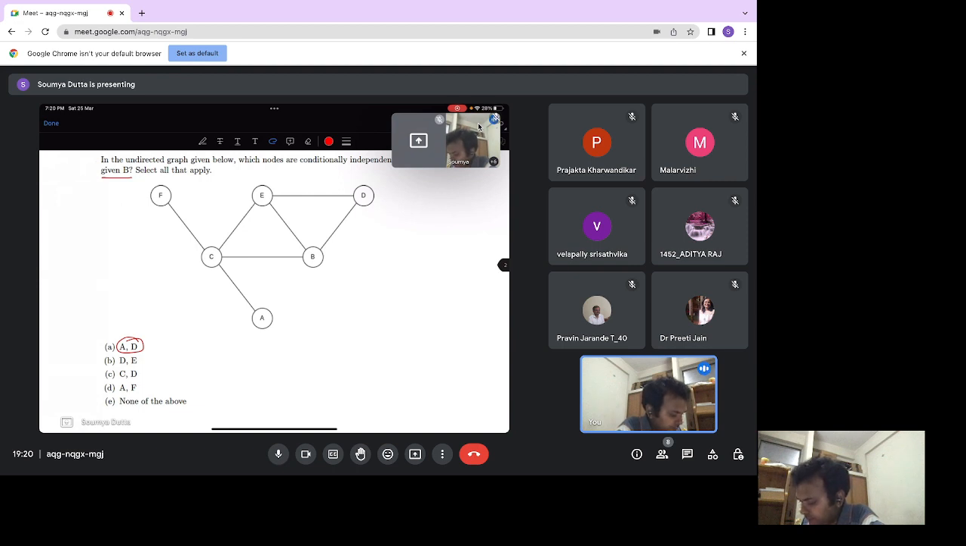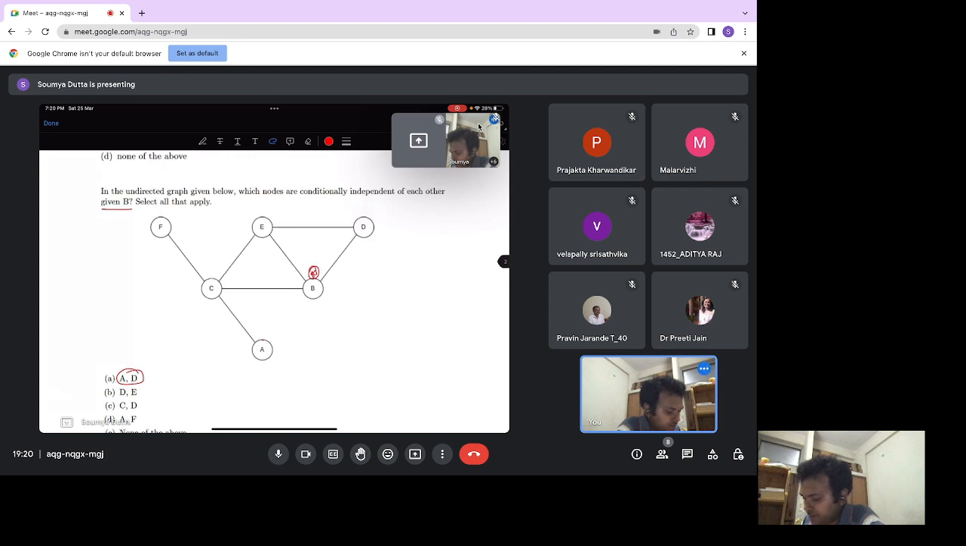So for example, let's say you have been given B, and the question is which nodes are conditionally independent of each other given B. That means all the paths that go from A to D should only pass through B, so that once B is given to you, A and D become conditionally independent of each other. Let's see if A and D, you see A and D has a path like this, and that doesn't concern B anywhere. So A and D cannot be conditionally independent of each other when you have been given B.